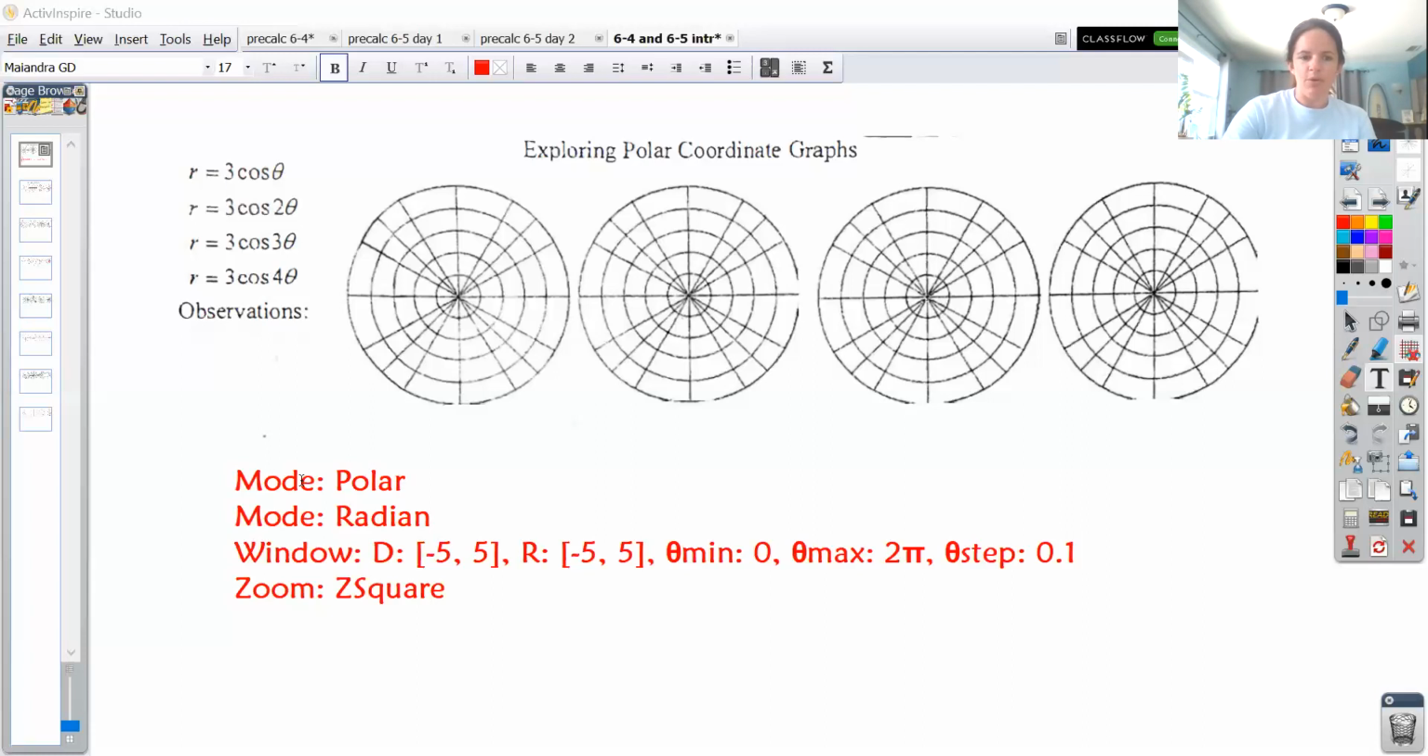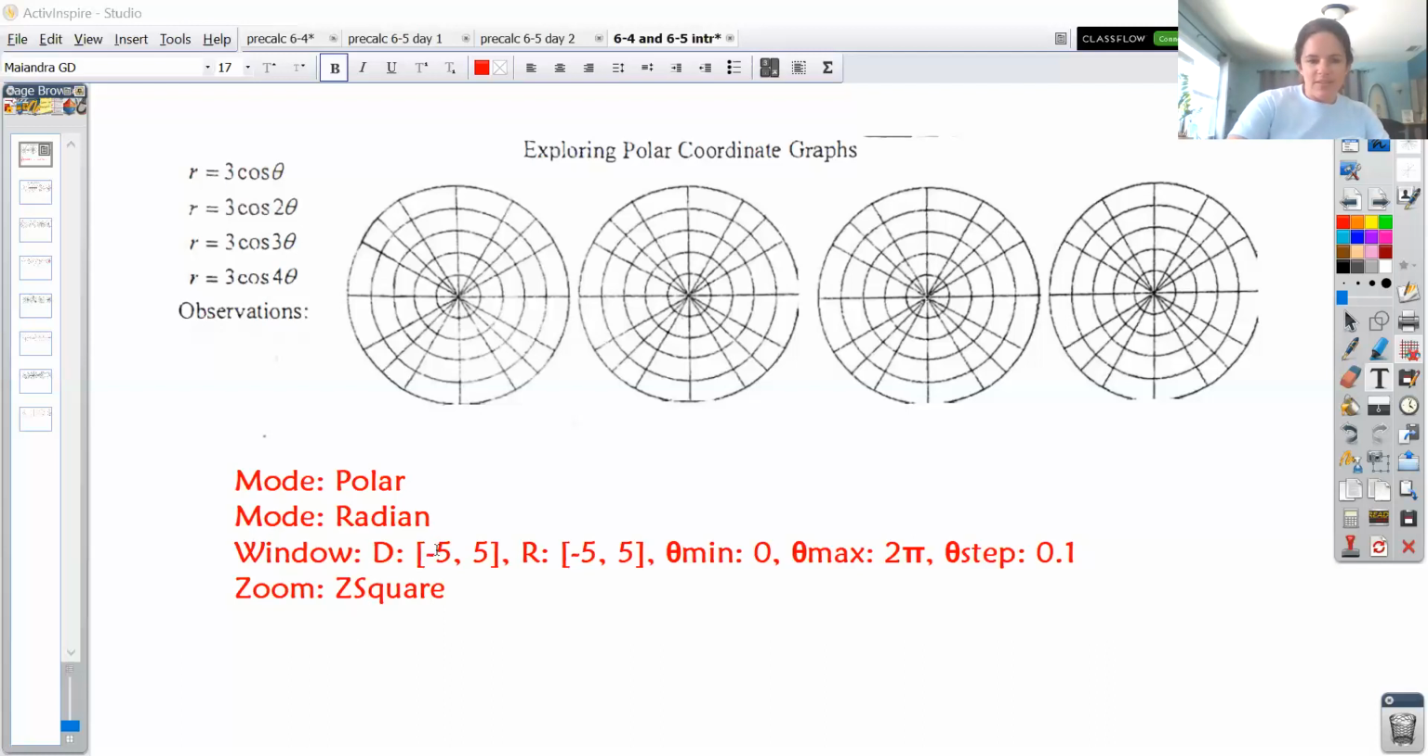You would go to mode, and where it says func, par, pol, seq, you change the mode to the polar mode. You'd also make sure that you're on radians. Doesn't actually matter, I just want to be consistent with everybody, so we're going to make that radian mode. That's what you're going to see most of the time anyways. And then hit the window button. Even though we don't have anything in the graph yet, that's fine. I'd rather get the window all shored up first.